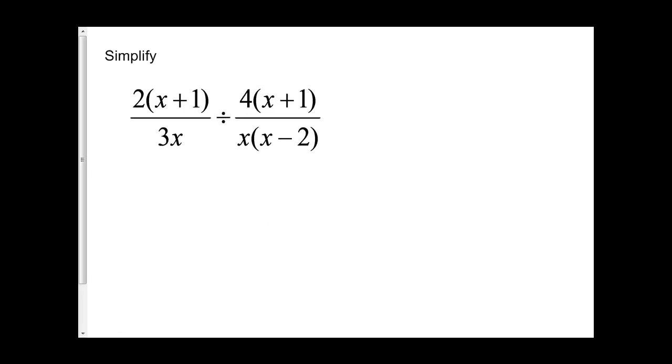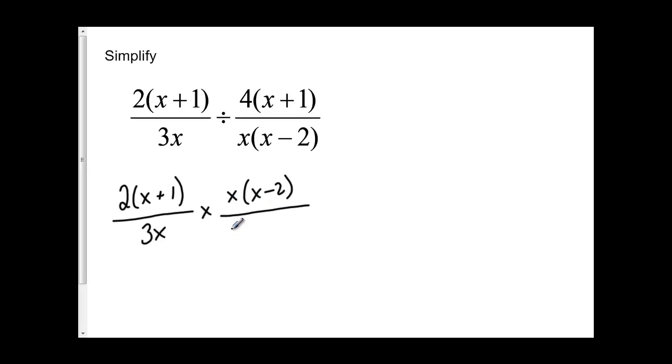In another example, I already have some factors here. Now, when I'm doing this, I need to make sure that I'm not canceling anything in the first step. What I need to do is change this to a multiplication question. So I've got 2 and then x plus 1 in brackets, all over 3x. I'm going to change it to a times question by flipping over my second fraction. So I've got the reciprocal on this side.